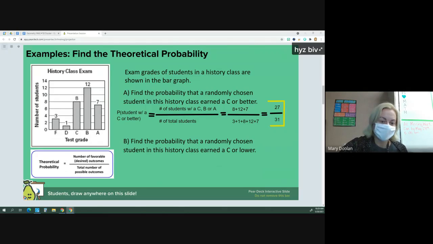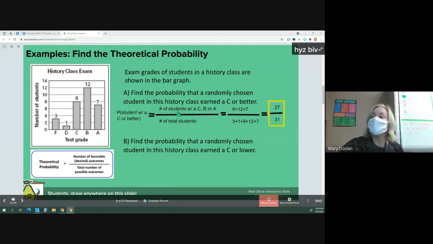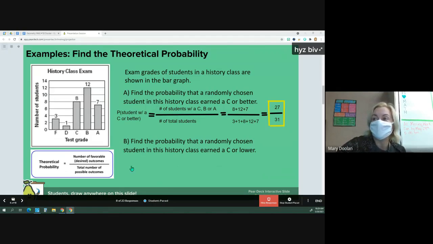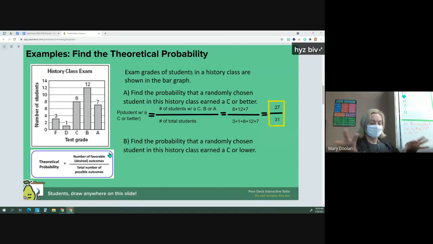Okay, and now we're going to do the second part to this question, which is finding the probability that a randomly chosen student in the history class earned a C or lower. So sometimes when you do probabilities like this and you're asked to find 2 probabilities, maybe those 2 events have no overlap between them and you're covering all the cases. There's multiple ways to do your work here, but in this case, these 2 probabilities I'm being asked to find, there is an overlap. They're not exclusive events.